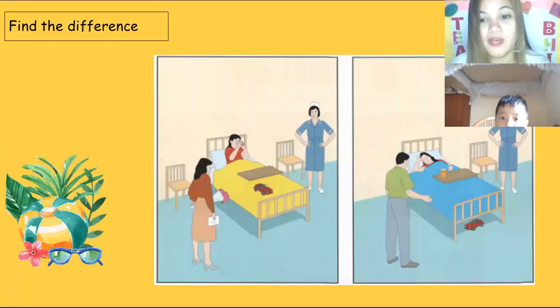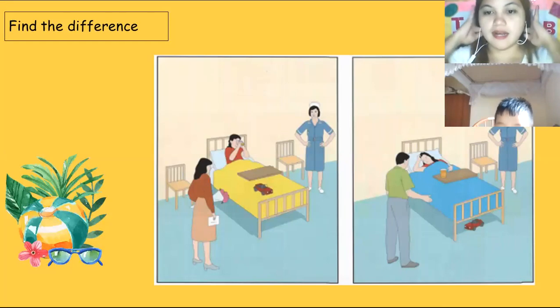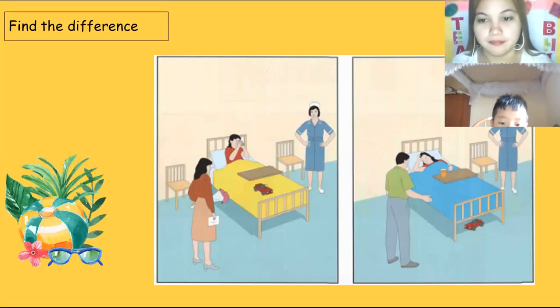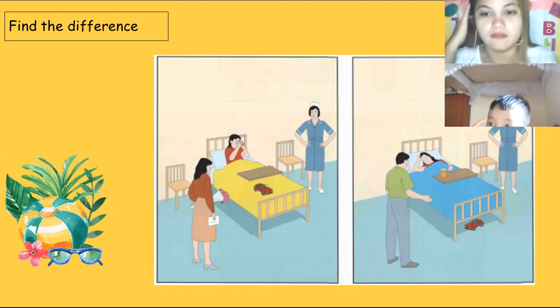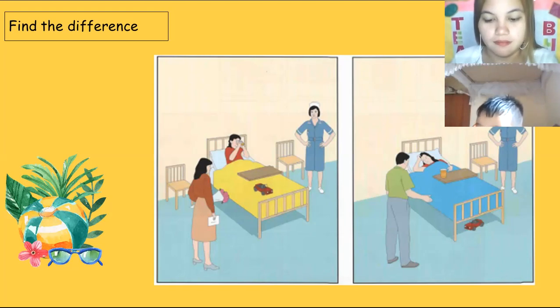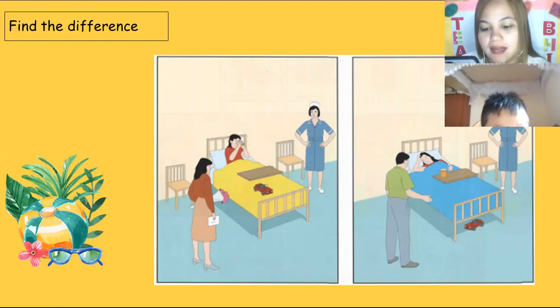Okay, now monkey, we can see on the screen two pictures, all right? Yes. Now, can you see the difference between the two? Yes. All right, can you say it to me? Can you encircle it or you just say it to teacher? What is the difference between the two pictures on the screen? Okay, what is that?